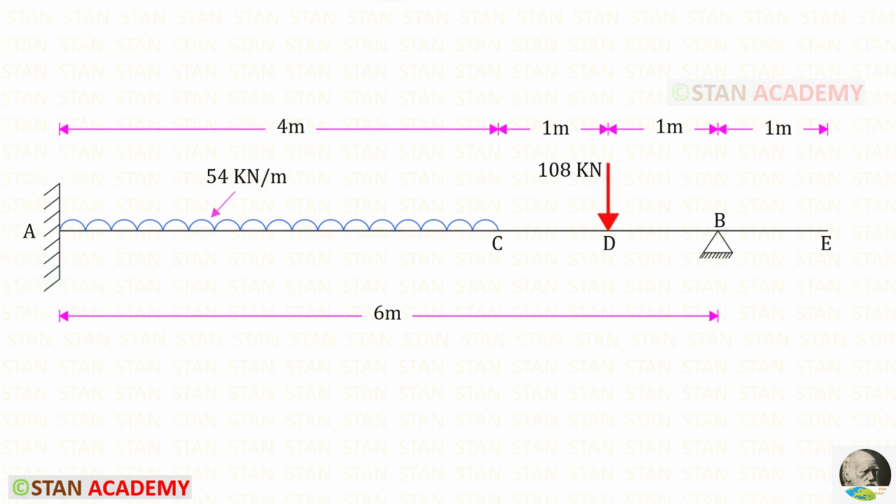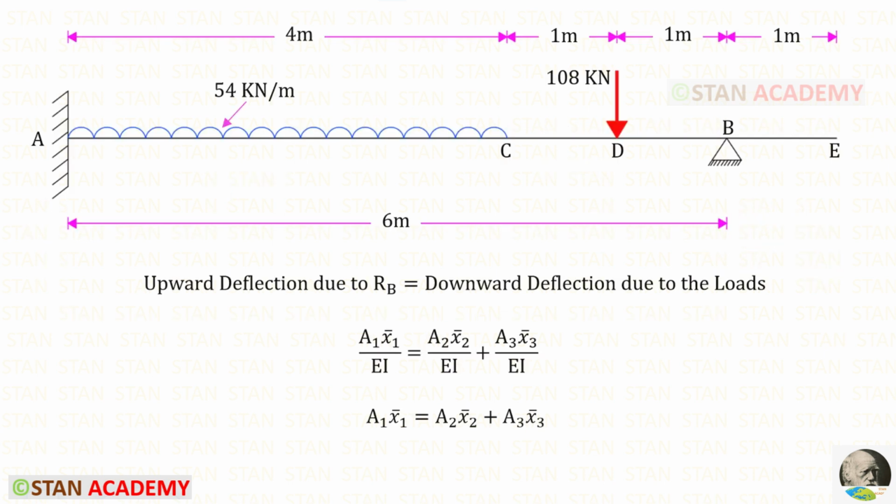Also, there is a point load 108 kN. It acts at a distance of 1 meter from the hinged support. Since in the overhanging part BE there is no load, we don't have to consider it in the analysis. We know that the upward deflection due to RB will be equal to the downward deflection due to the loads. This is the deflection due to RB, this is the deflection due to the point load, and this is the deflection due to the UDL.